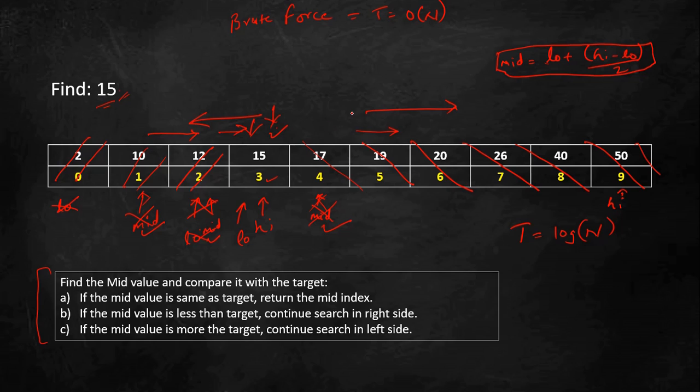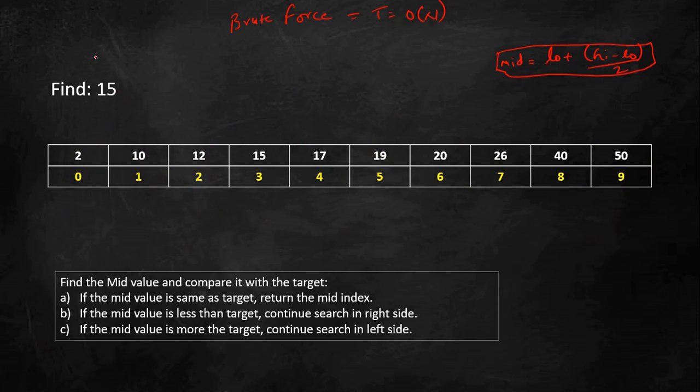We will check one more example where we are not able to find the number. So let us say instead of 15, we have to find 60. 60 is the number that we have to find. So again, first I will start with my mid as 4.